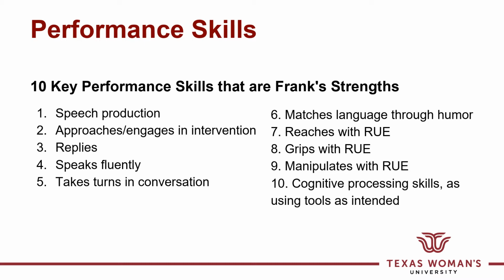And then additionally, in his motor skills, he's able to reach with his right upper extremity, as well as grip and manipulate with his right upper extremity. And then he's still able to use items as they're intended.